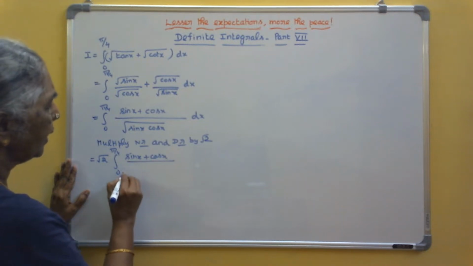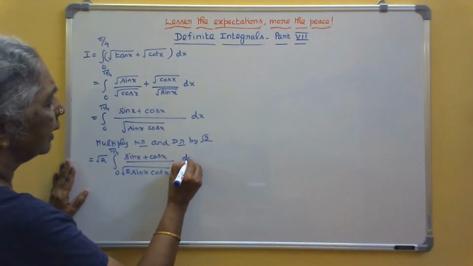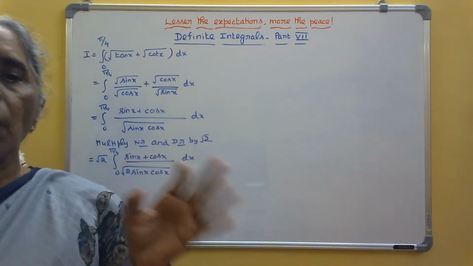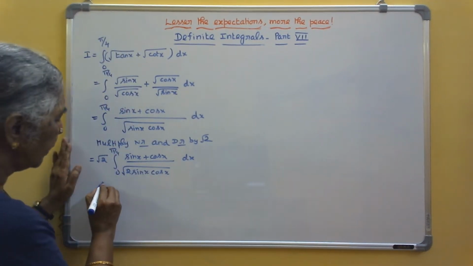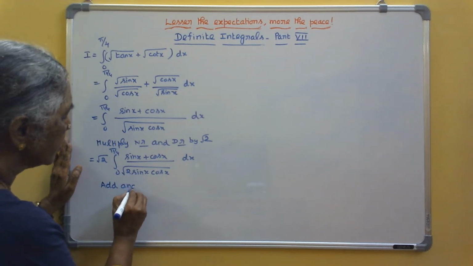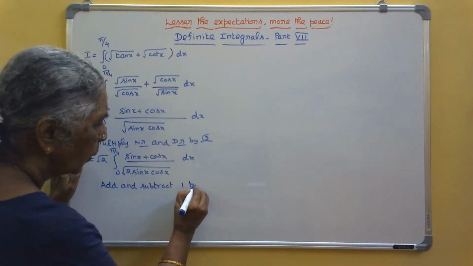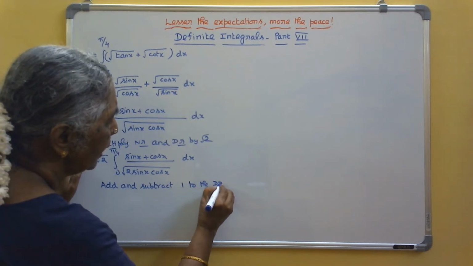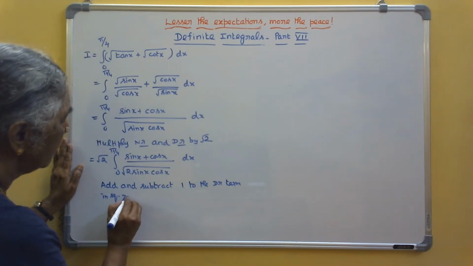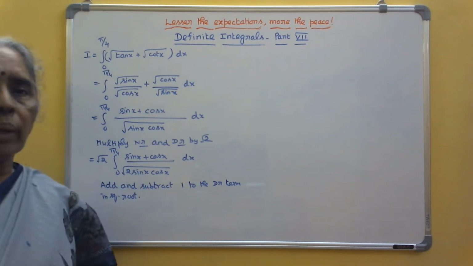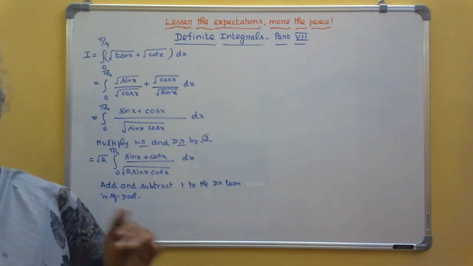The denominator, root 2, I will write within the root: sin x cos x dx. This is the first step you have to remember. Then the next step: add and subtract 1 to the denominator term in the square root. What are you going to do now? Within the square root, you are going to add and subtract 1. When I do that, you will understand why we do that.